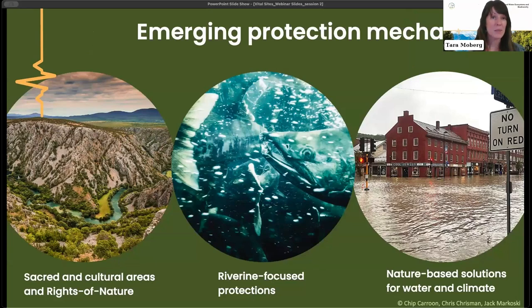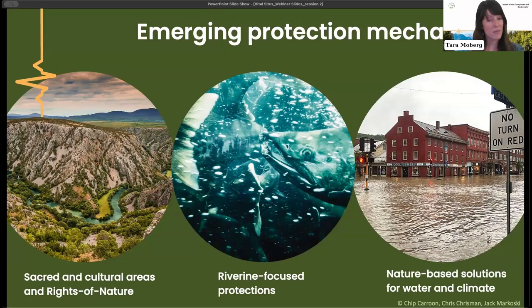We also want to highlight some of the mechanisms that are more novel or emerging, tailored to inland water ecosystem needs. One includes the sacred and cultural areas, or rights of nature designations. There's a recent example in Croatia on the Krupa River, where a cultural heritage designation was used for the first time on an inland water ecosystem. The Krupa River itself was included in the designation, as well as the area up to the ridge tops to preserve the cultural values of that river in perpetuity.